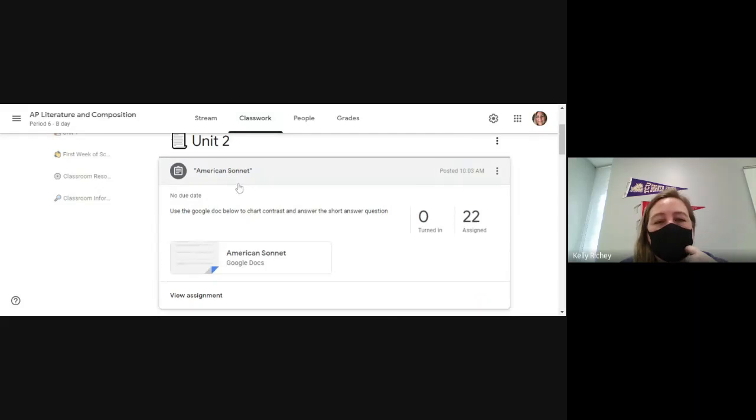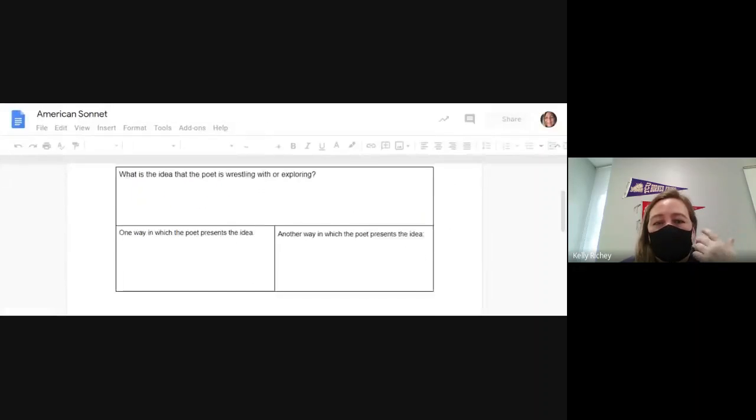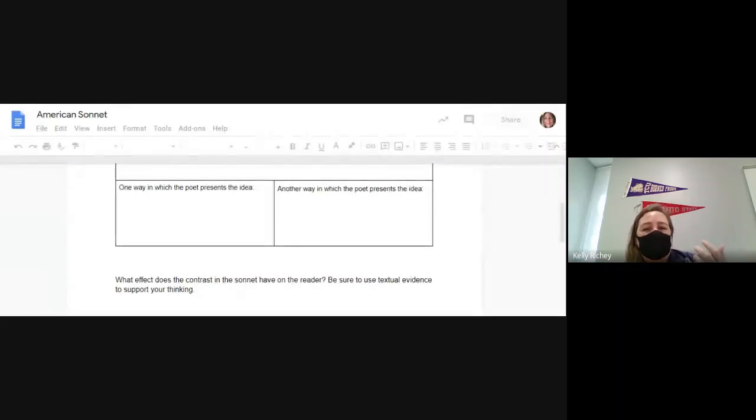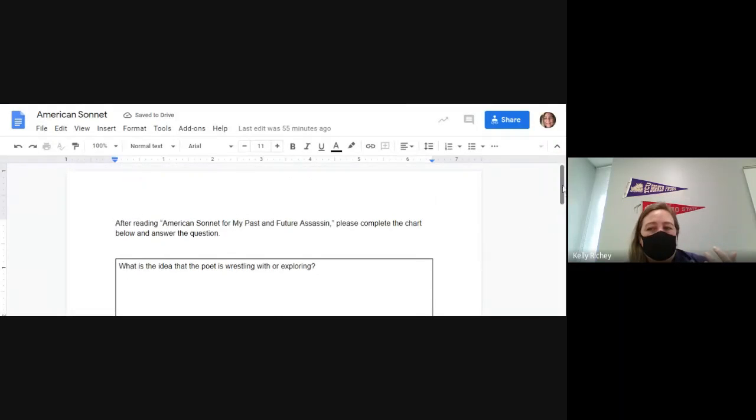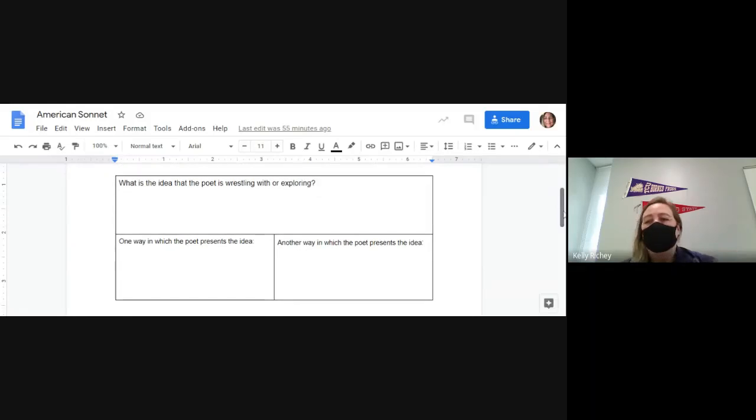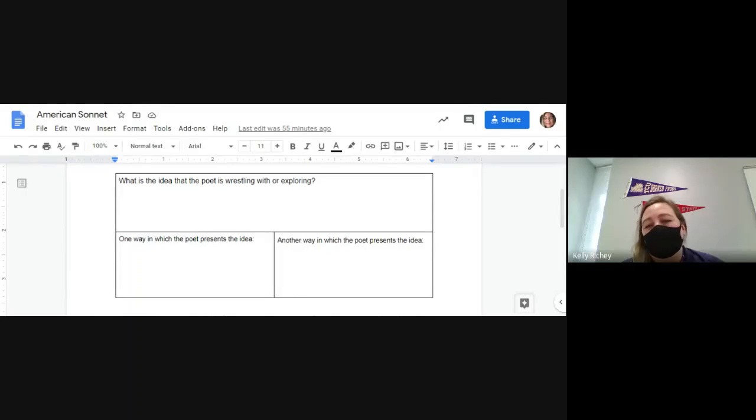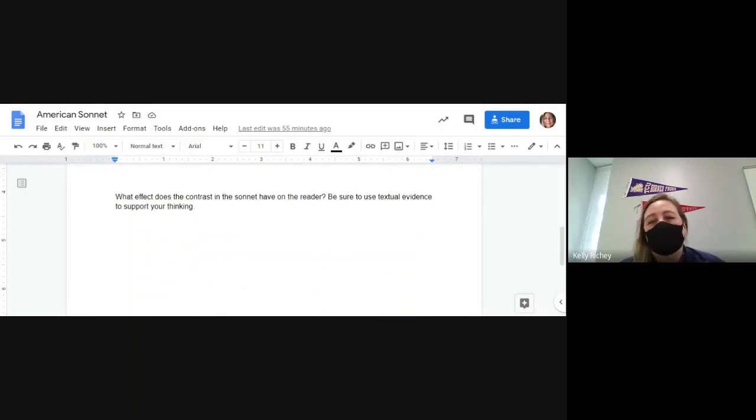And then if you look at American Sonnet, there's a Google Doc that you'll do. The Google Doc says, what's the idea that the poet is wrestling with here? If you're going to focus on the wound, it could be an idea about getting hurt or healing. It could be about death. It could be about that father and son relationship. And then what's one way in which the poet represents the idea? What's another way? And then at the bottom, what effect does this contrast have on the reader?